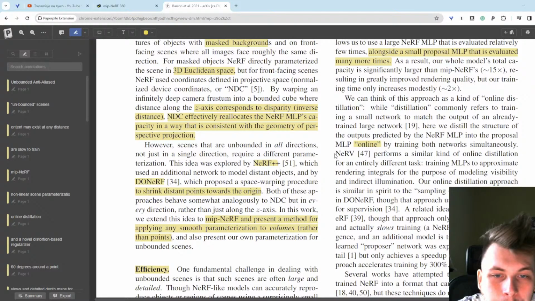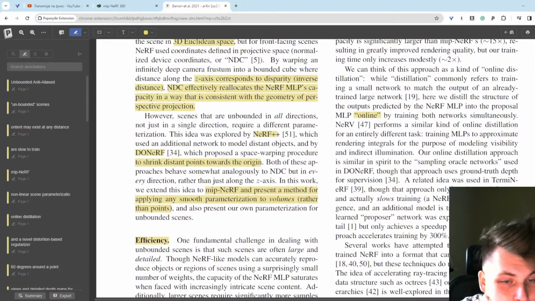Okay, then they talk about related work. NeRF performs a similar kind of online distillation for entirely different tasks, training MLPs to approximate rendering integrals for the purpose of modeling visibility and indirect illumination. So they took this idea from this paper, apparently. Our online distillation approach is similar in spirit to the sampling oracle networks used in NeRF, though that approach uses ground truth depth for supervision. Okay, so that approach is using ground truth depth, and we don't have that. That would make everything much easier.